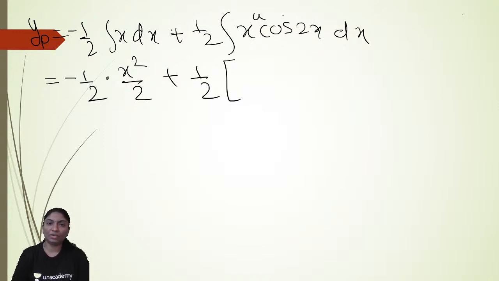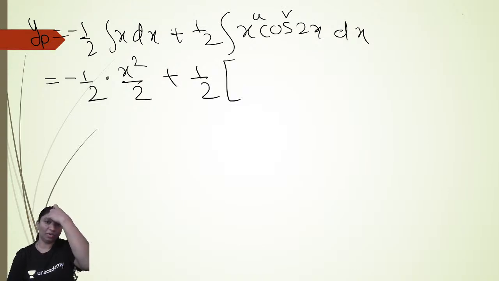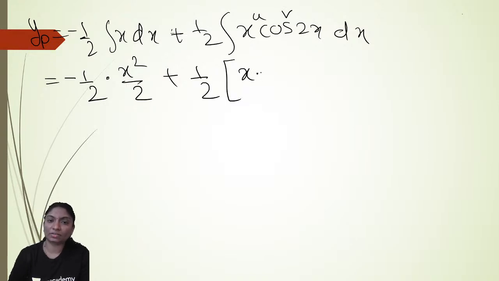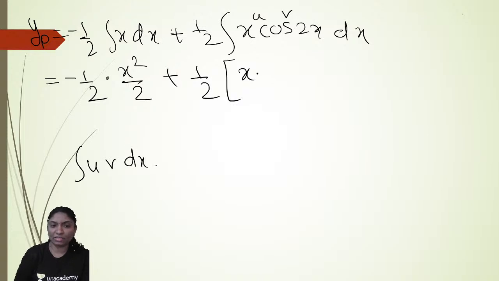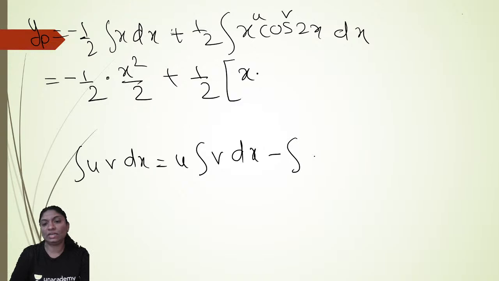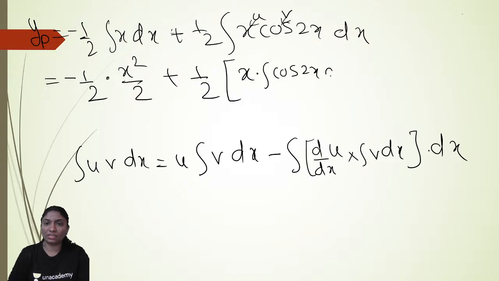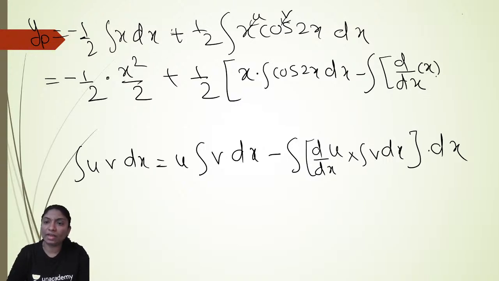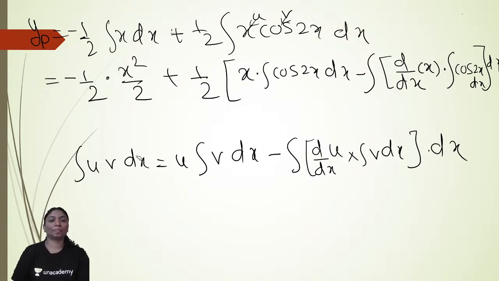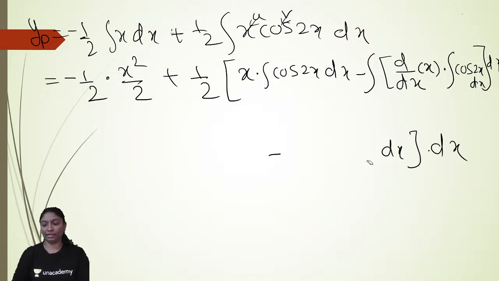So here we can use the u into v rule of integration, that is, retain the first. The integral of uv dx is equal to u into the integral of v dx minus the integration of d by dx of u into the integral of v dx, into dx. I will apply the same thing over here. Here x is u and v is cos 2x. So u into the integral of cos 2x dx minus the integration of d by dx of u, so what is our u? x into the integral of v, cos 2x dx, into whole dx. I hope you are clear on this rule, how I applied it here.